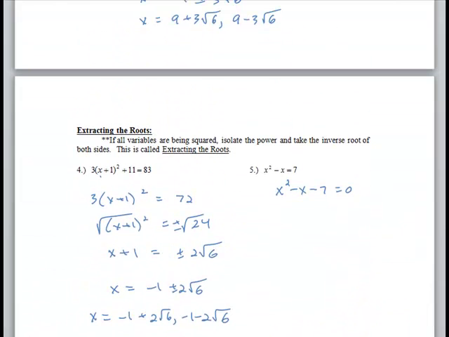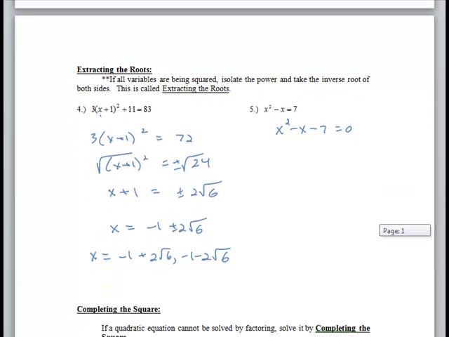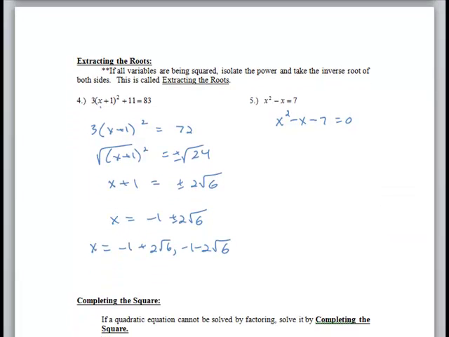So let's go back up to that example 5, and we're going to solve this one using the completing the square method again, just for practice. We said we cannot solve by extracting the roots, we cannot solve by factoring. So it's in standard form, a is equal to 1, move that c over to the right hand side. So add 7 to both sides.